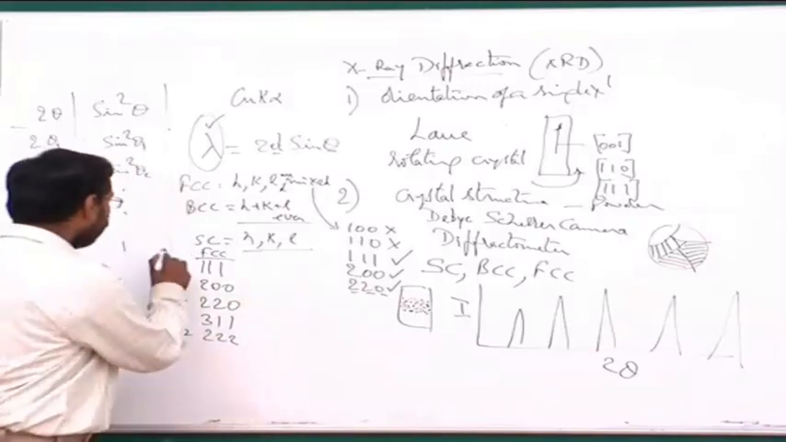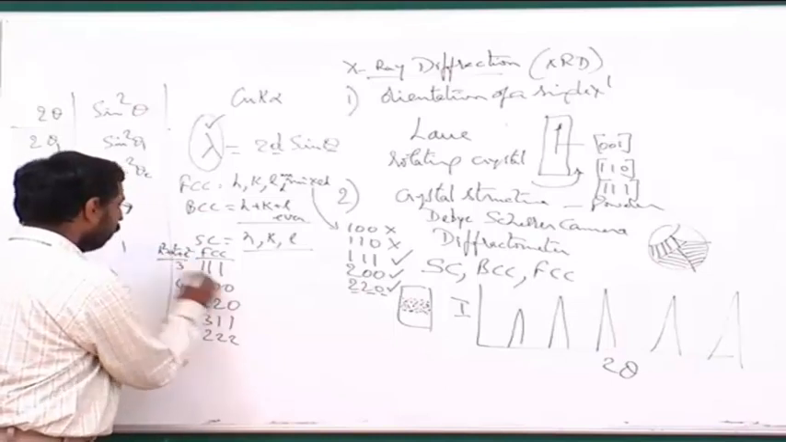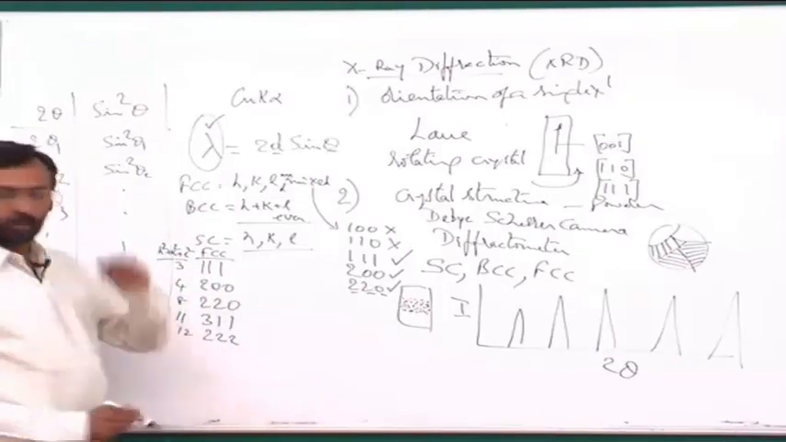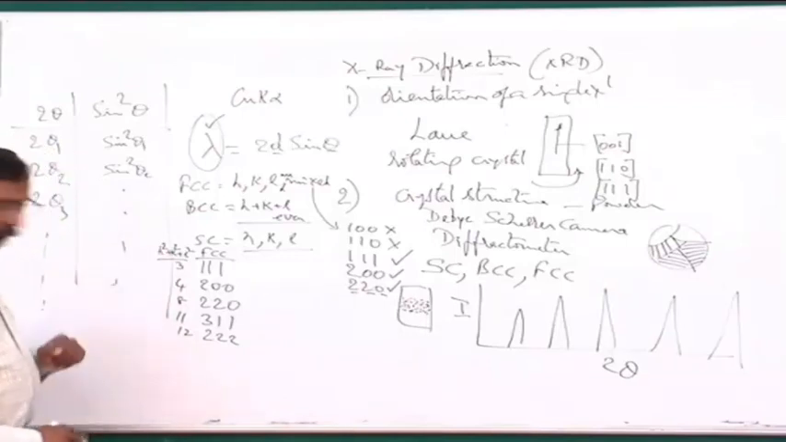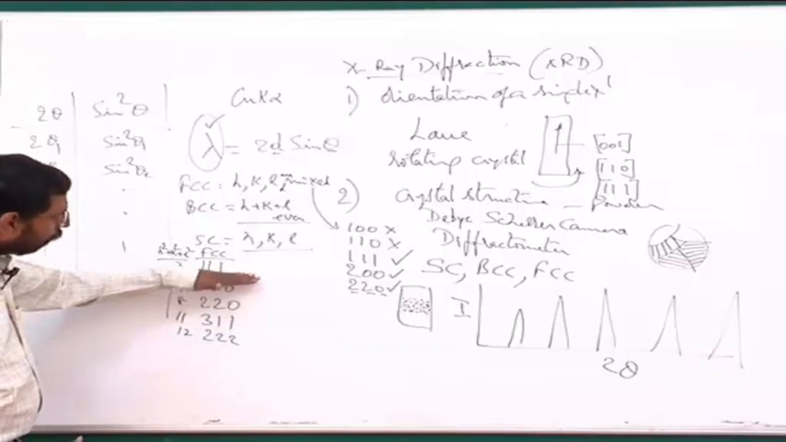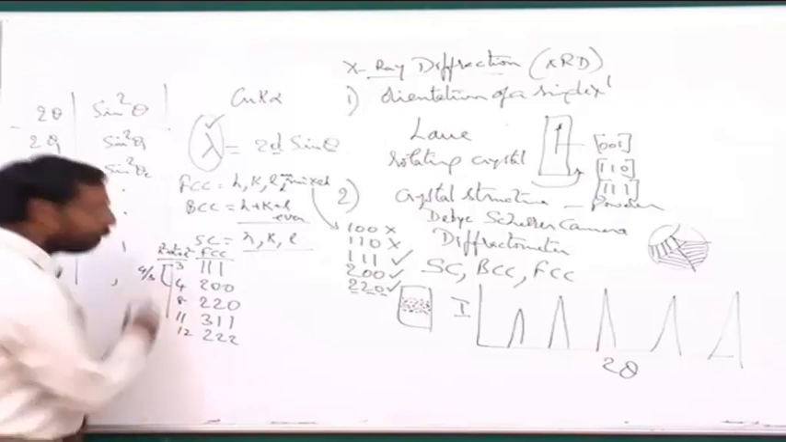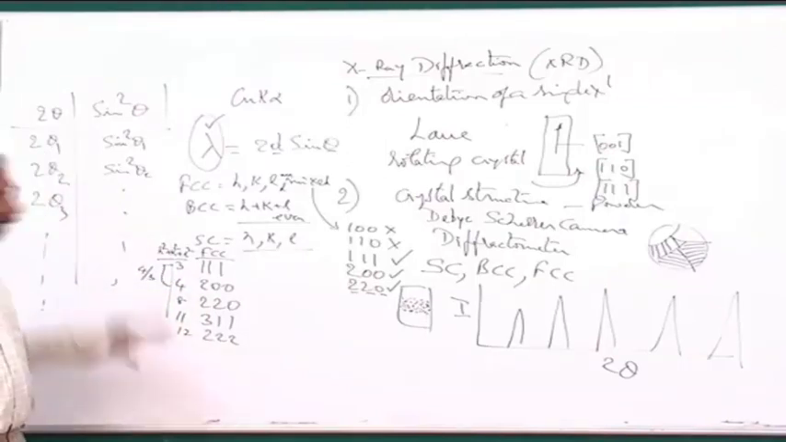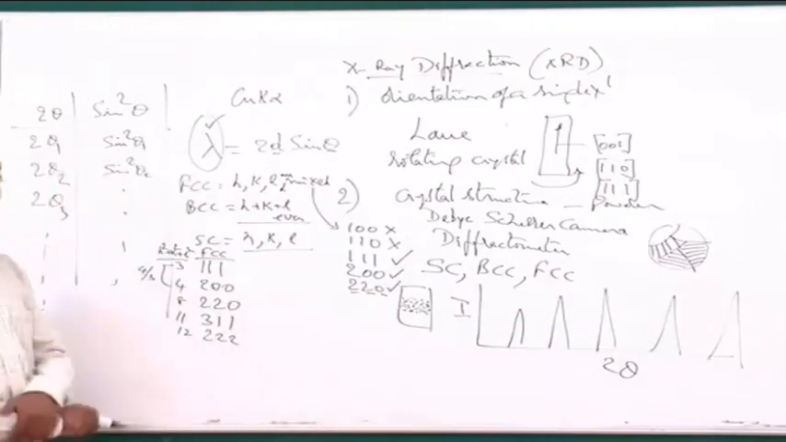So if you look at h square plus k square plus l square, for HKL, it goes like this. If I take the ratio of h square plus k square plus l square from the second peak to the first peak, it is always 4 by 3. This is the characteristic we try to use to find out what crystal structure it is, if it is known to be a cubic crystal structure.